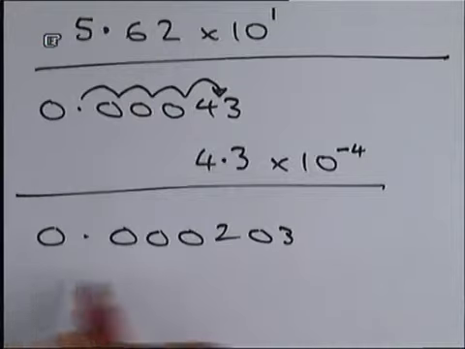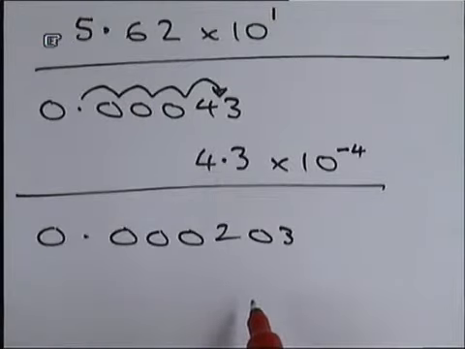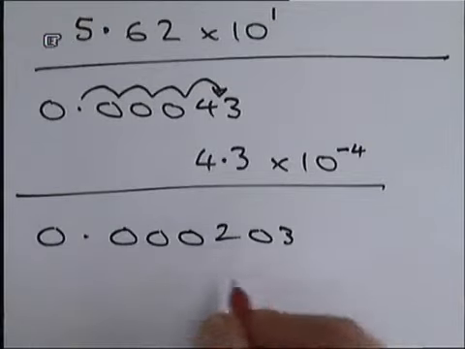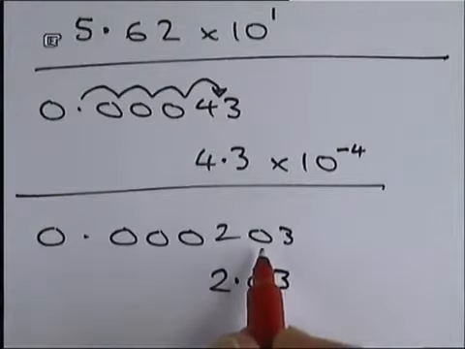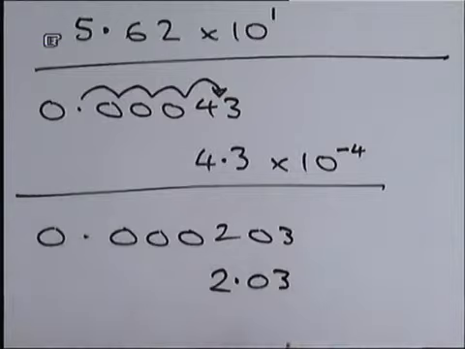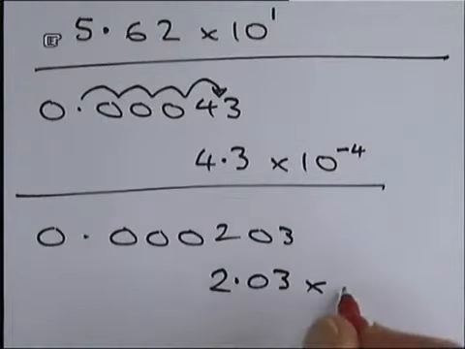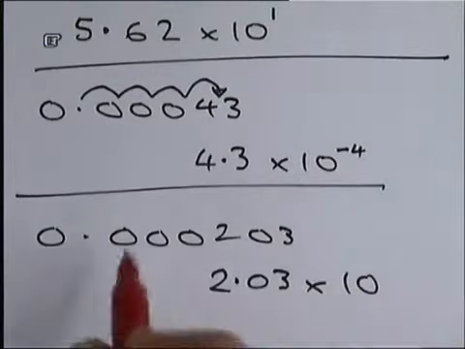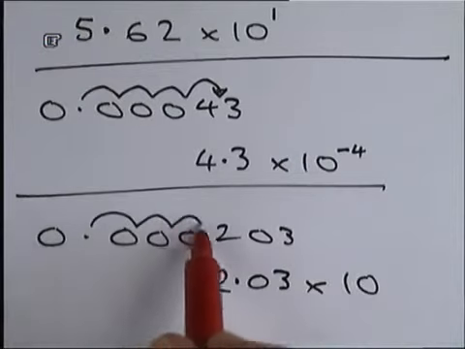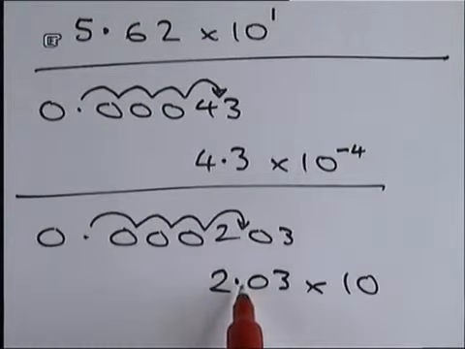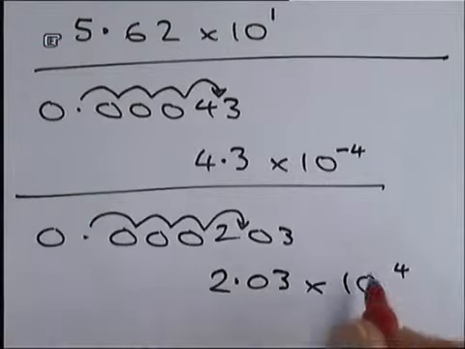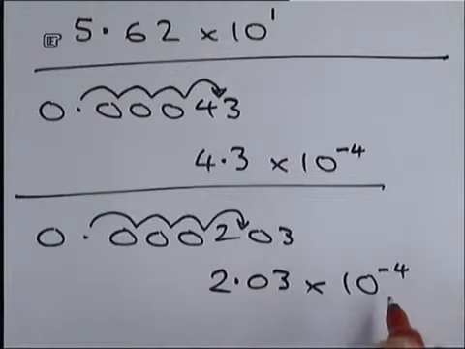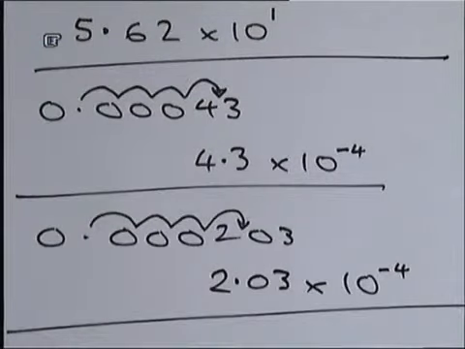I have to change the number to a number between 1 and 10. I ignore noughts at the beginning, so I'll have 2.03. That nought I've got to include. It's not at the beginning or the end. I write down my times by 10, and I move that decimal point 1, 2, 3, 4 places. It ended up there. I put my 4 in, but because it's a 0 point number, I put a minus in. And it's only for 0 point numbers that you do put those minuses in.